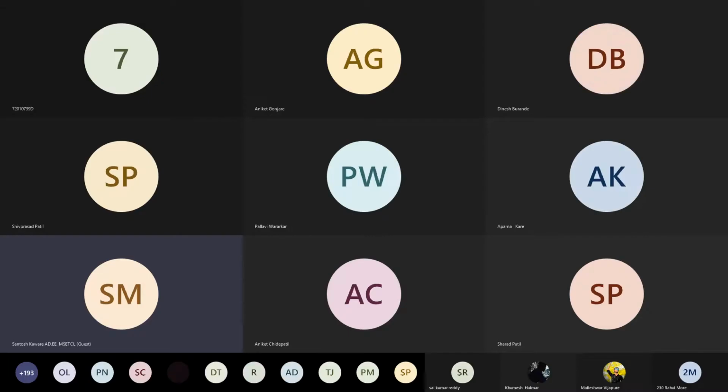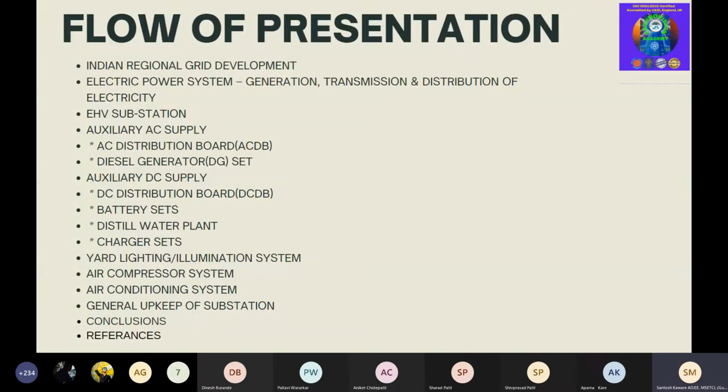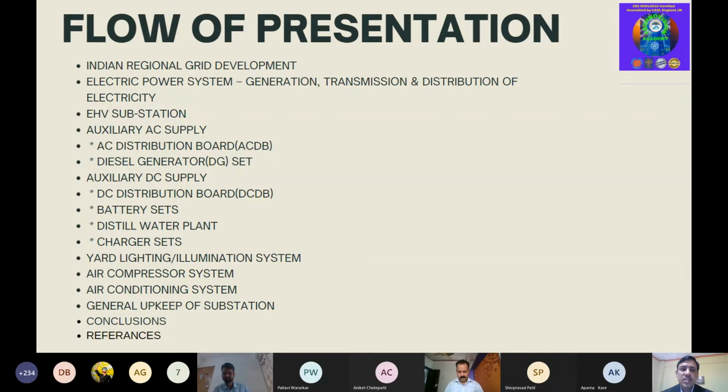Talk about what is actually the Indian grid, how there is an electrical power system starting from generation to distribution, then how an EHV substation works, and in that EHV substation, how there are auxiliary systems. All these we will discuss.